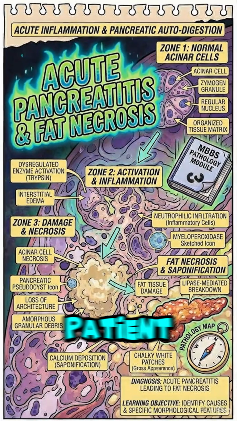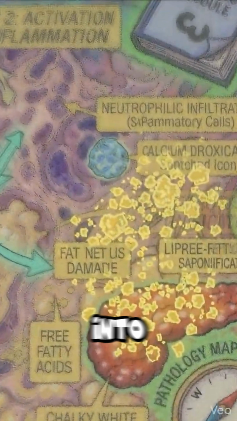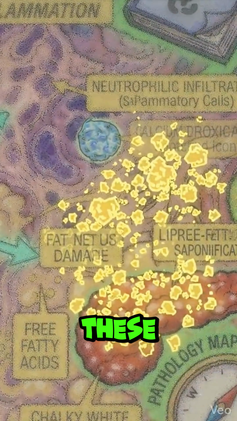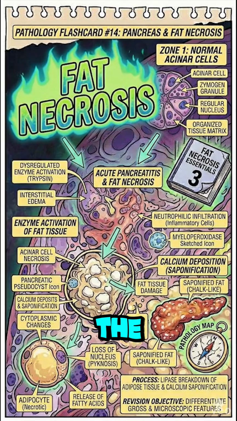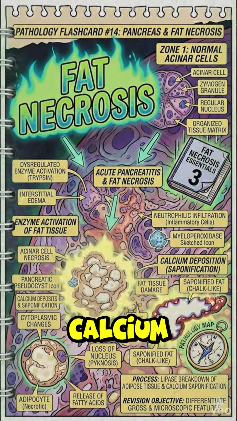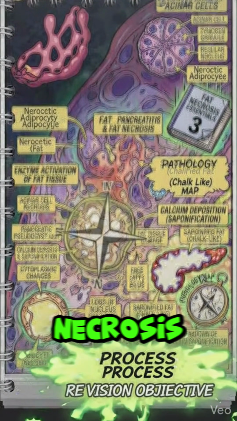Finally, the third patient had acute pancreatitis. Pancreatic enzymes leaked into the surrounding fat tissue. These enzymes digested fat cells and released fatty acids. The fatty acids then combined with calcium to form chalky, white deposits. This pattern is called fat necrosis.